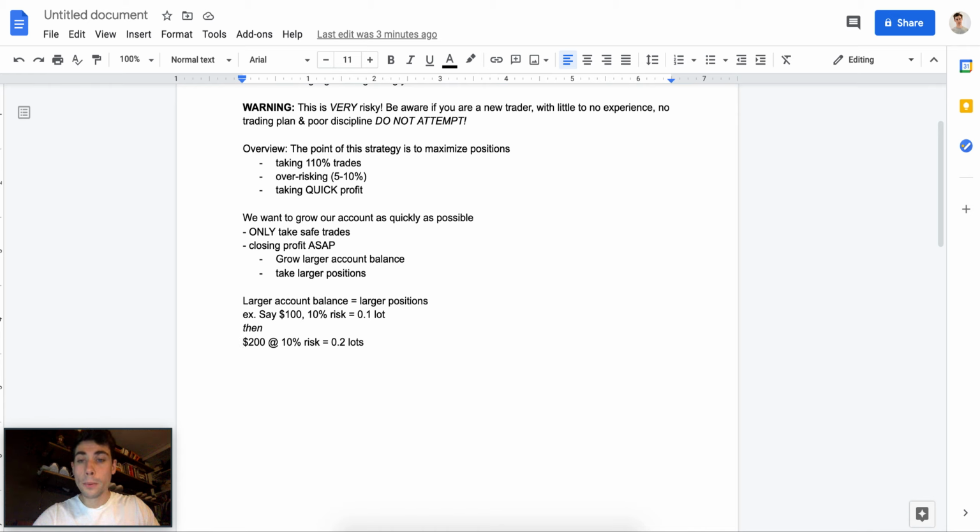So the whole premise of this is taking trades that we're very comfortable with, over leveraging our account and taking quick profits. Because if we take quick profits and we close ASAP in profit, well then we now have a larger account balance. Therefore we can take larger position sizes. Therefore we can make more money with less pips.